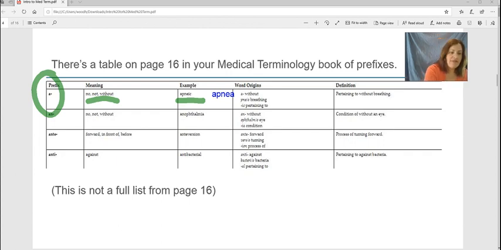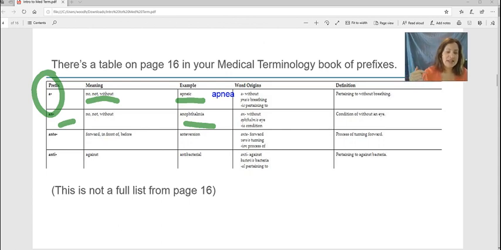Then we have an, which also means no and without. And anophthalmia means having no eye. You've lost an eye. Any of you Walking Dead fans? Kid lost an eye.